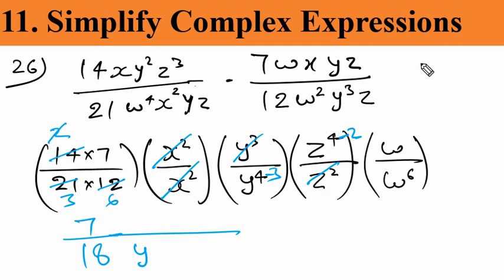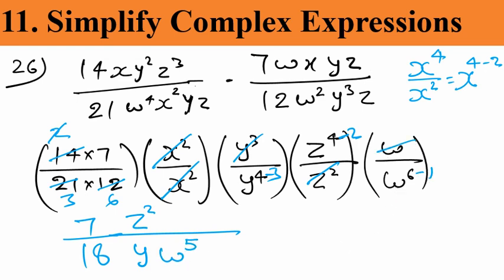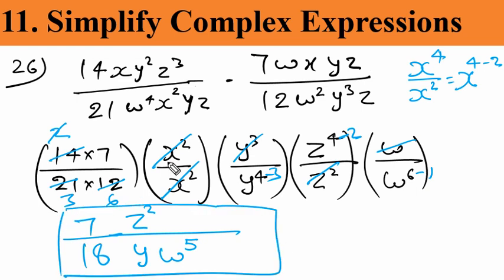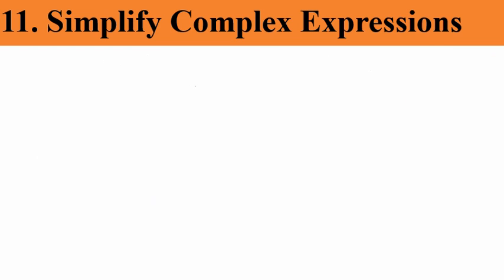When it will go up, what I'm trying to do is, if you have, for example, x power 4 over x power 2, that is x power 4 minus 2, right? I'm assuming that you know all that, so that's why I'm doing it directly now. So z power 4 minus 2 will give you z power 2. Now w, and that is minus 1, so I will remove it from here. W power 6 minus 1 will give you w power 5. That's it. So that is our answer. That's how you try these questions. Okay, next one.